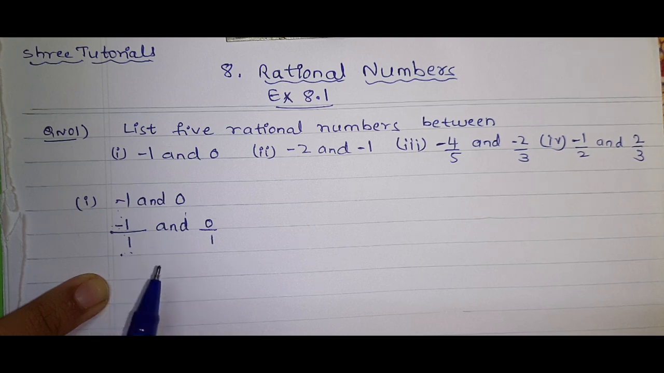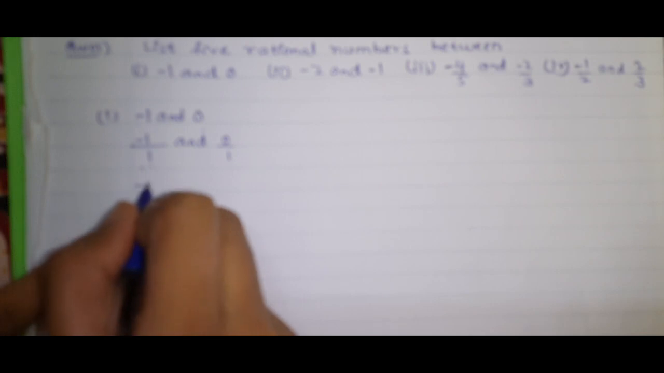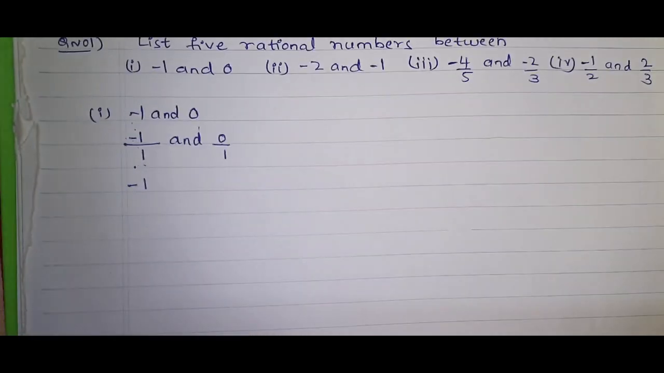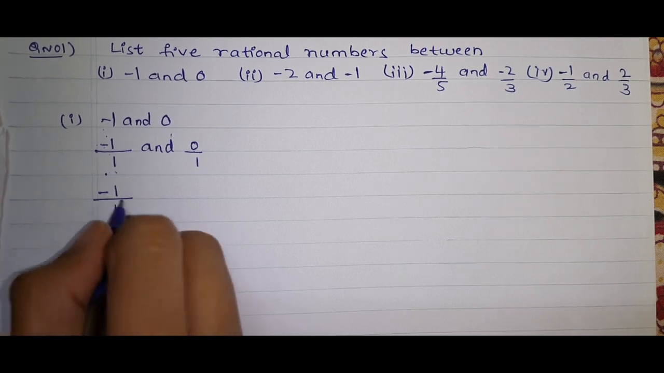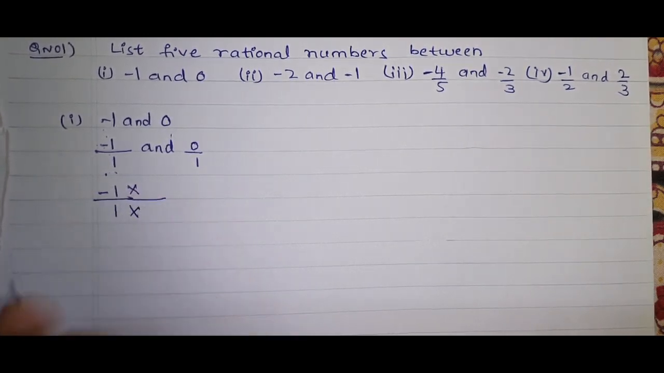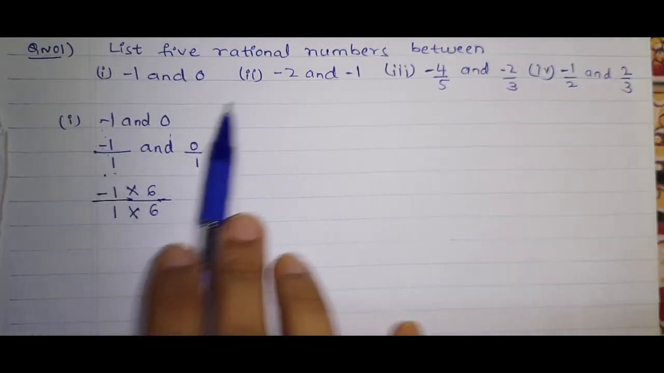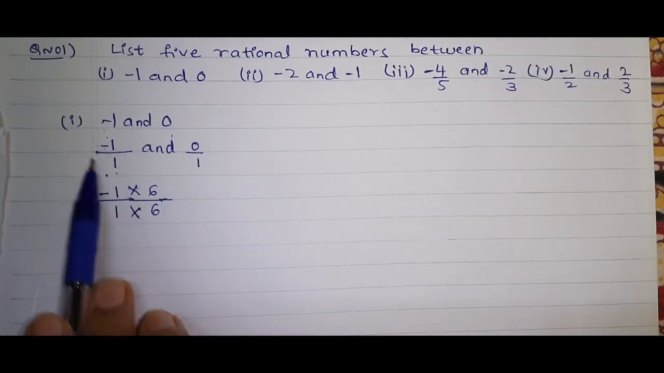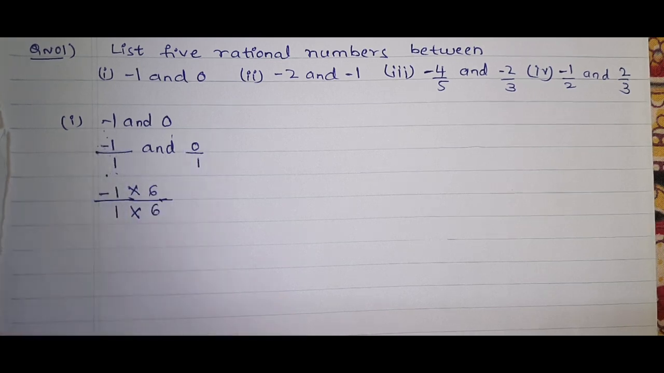So we can't get 5 rational numbers in between. So let me find an equivalent rational number to this. How to get equivalent rational numbers? Multiply the numerator as well as the denominator with the same number. Now I'm going to multiply the numerator as well as the denominator with 6. While finding the 5 rational numbers in between, we are going to exclude the starting and the ending number.